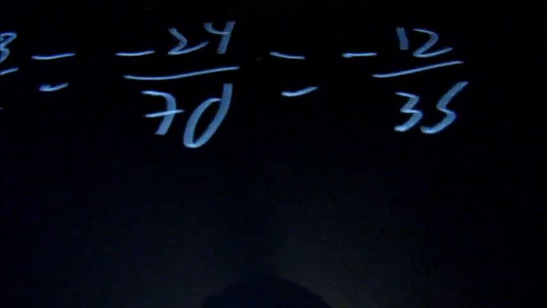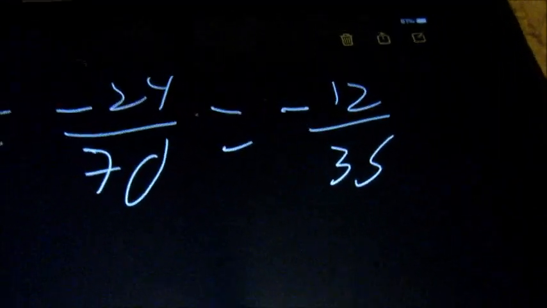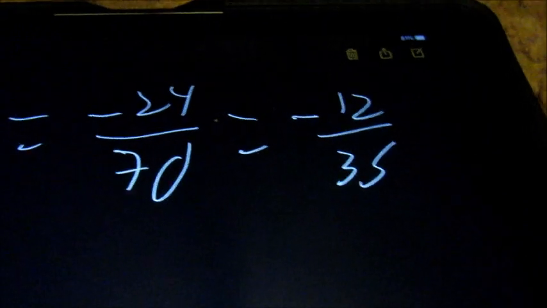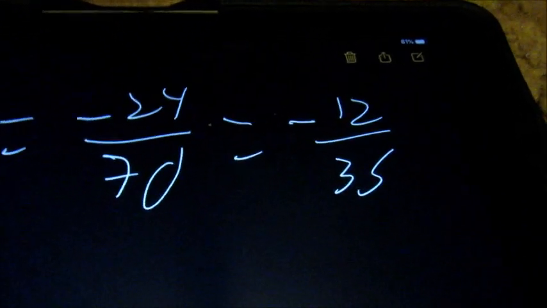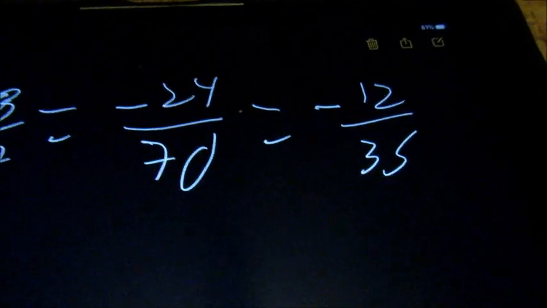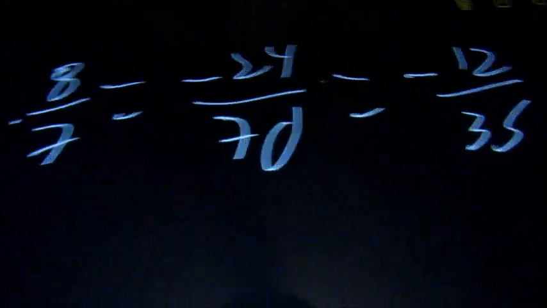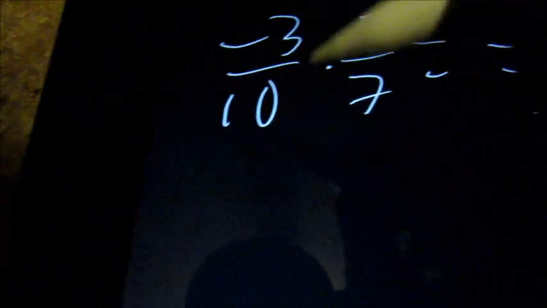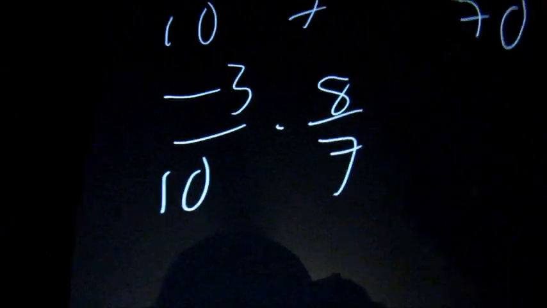However, what we can do is simplify before we multiply. The reason I would prefer that you do this is because when we get into expressions with variables, you have to simplify before you do the multiplication, or it's way too hard. Plus, it makes it easier as far as the numbers go. So we're going to start again with negative 3 over 10 times 8 over 7.